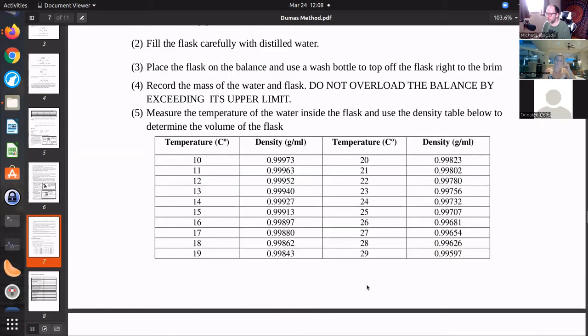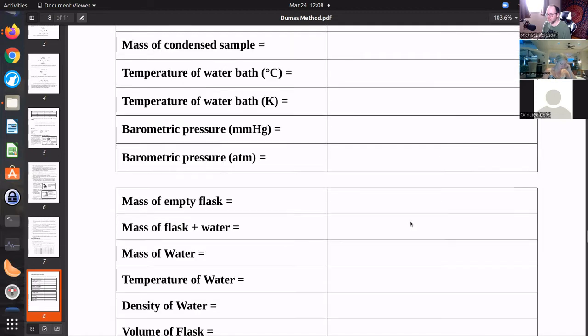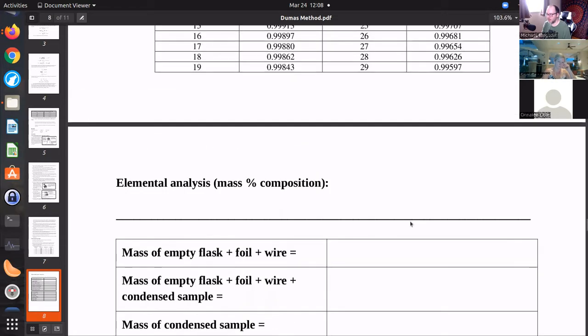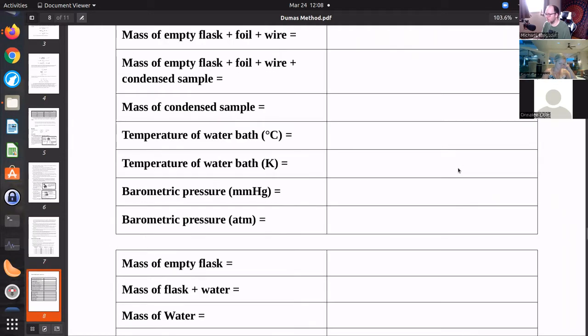And these density values are given to you in grams per milliliter. So this volume will be in milliliters initially, but when you plug it into the ideal gas equation, you want it in liters. So you're going to need to make a conversion there too.